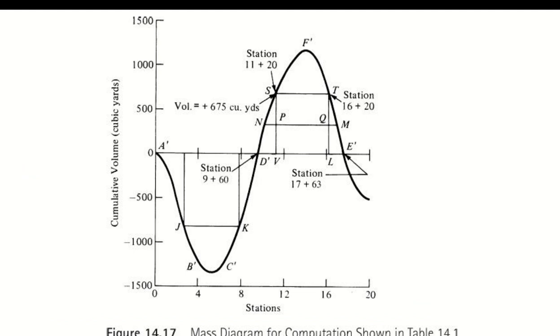If I want, for example, this is giving me the quantities from the start till the end. Let's say I'm only interested in this part of the road between station 4 and 8. So I'll take the ordinate at station 4, I'll take the ordinate at station 8, and I will take the difference. This will give me the quantity between these two stations. Whenever you want the quantity for any particular part of the road, you take the ordinates from here and take the difference. It will give you the quantity for that part of the road.